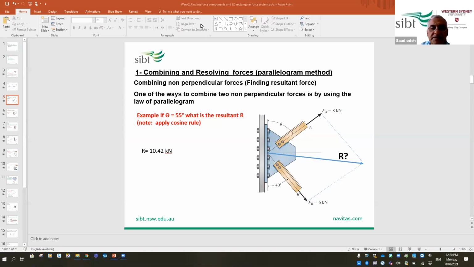Hi, this is the second part of the week 2 lecture. You remember in the first part, we talked about combining and resolving forces of non-perpendicular force systems. Today, in this second part, we will talk about two force systems perpendicular to each other, or normal to each other.